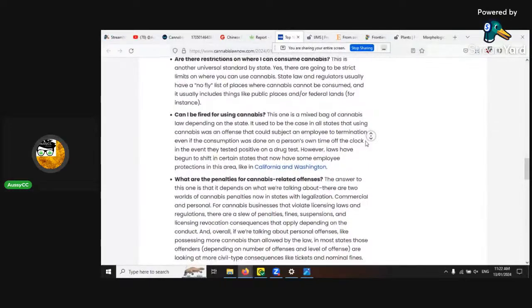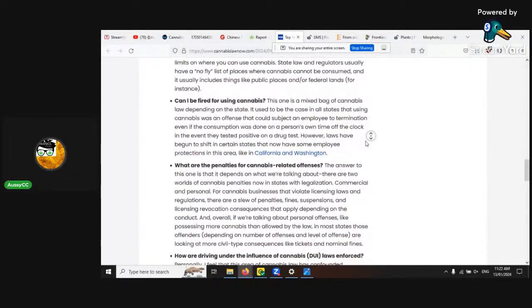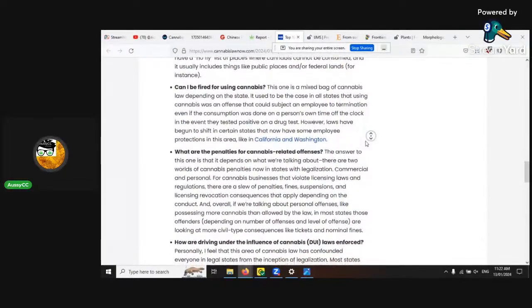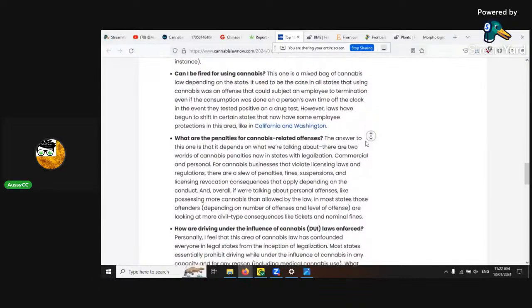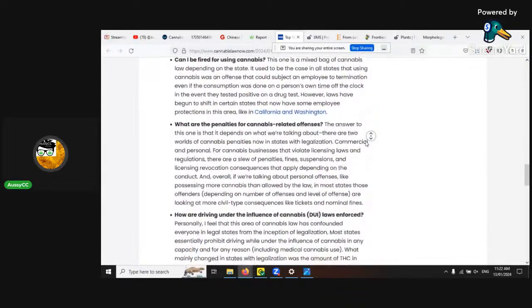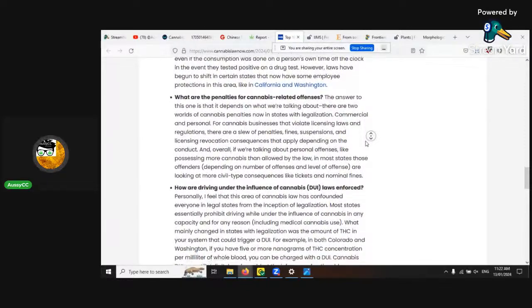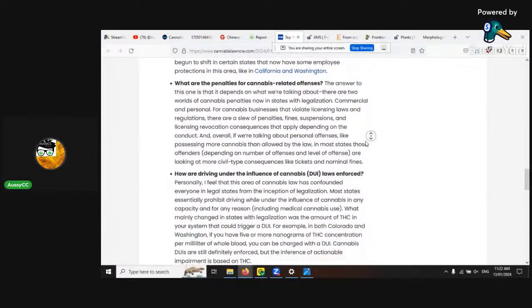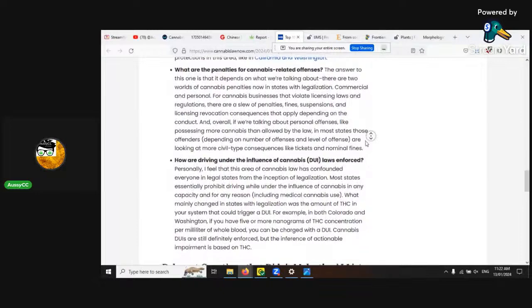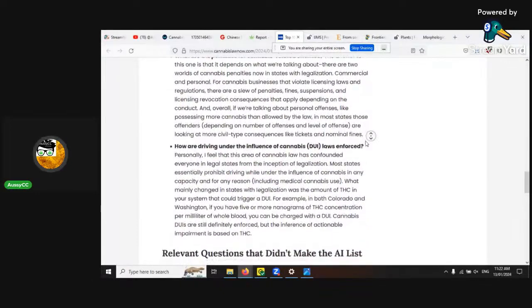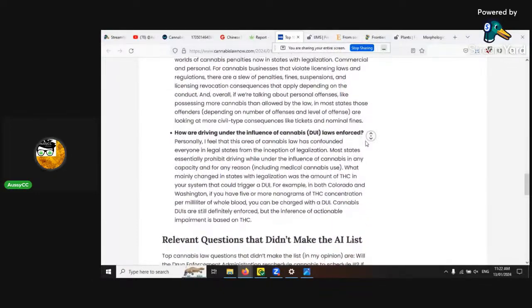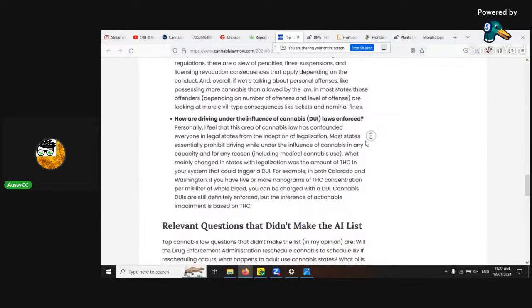Can I be fired for using cannabis at work? Yeah, you can. It sucks. You have to check with your blimmin' boss and your laws there. What are the penalties for cannabis-related offences? Well, at least it's getting a bit lower now. It used to be like $300 per person per tool. So you get a few different tools and it'd be like $1,200 for 4 items.